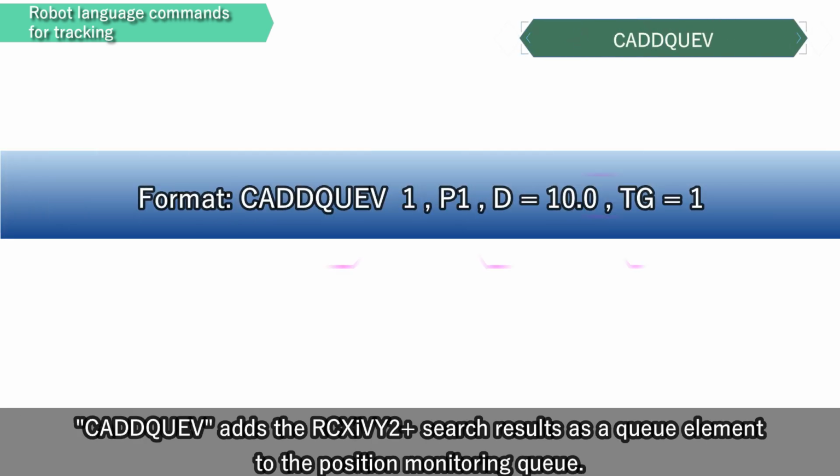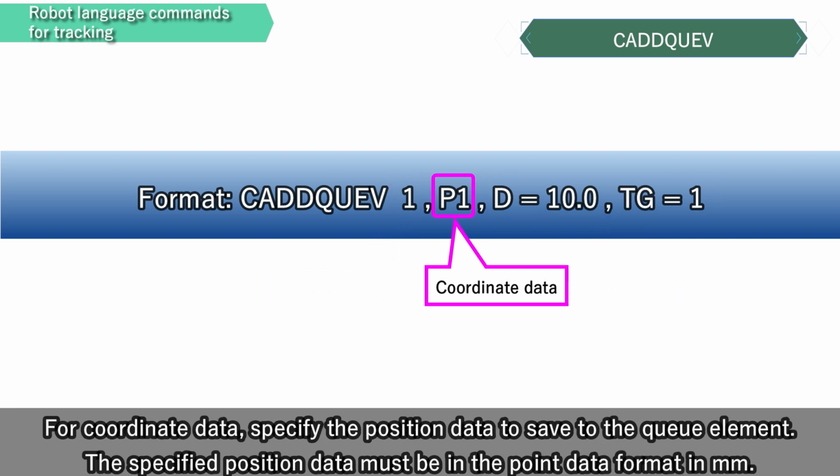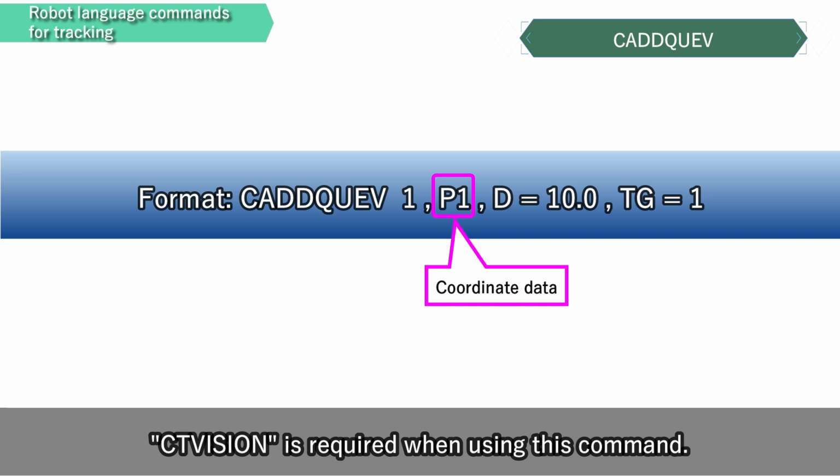CADDQUEV adds the RCXiV2+ search results as a queue element to the position monitoring queue. For coordinate data, specify the position data to save to the queue element. The specified position data must be in the point data format in millimeter. CTVISION is required when using this command.